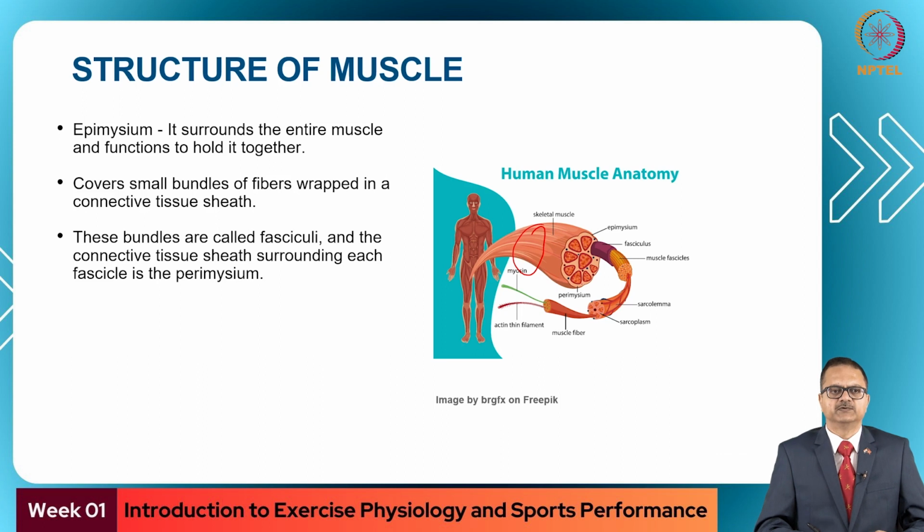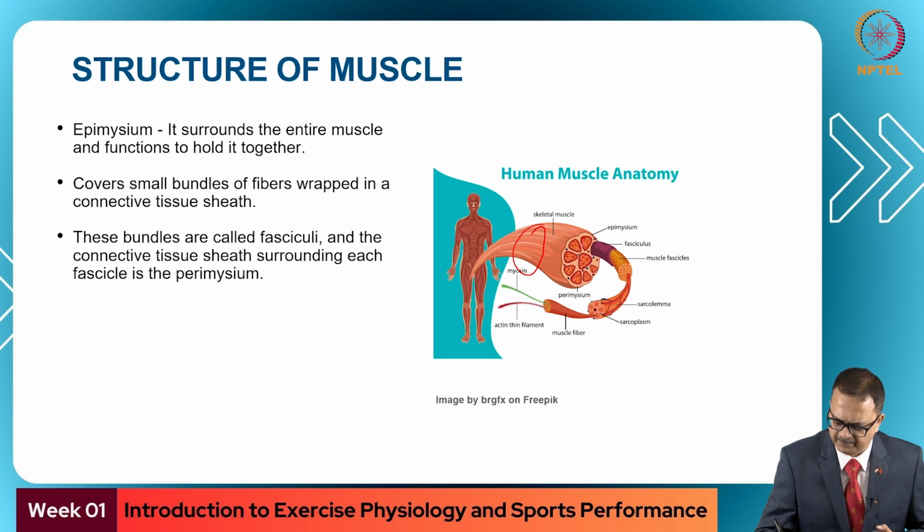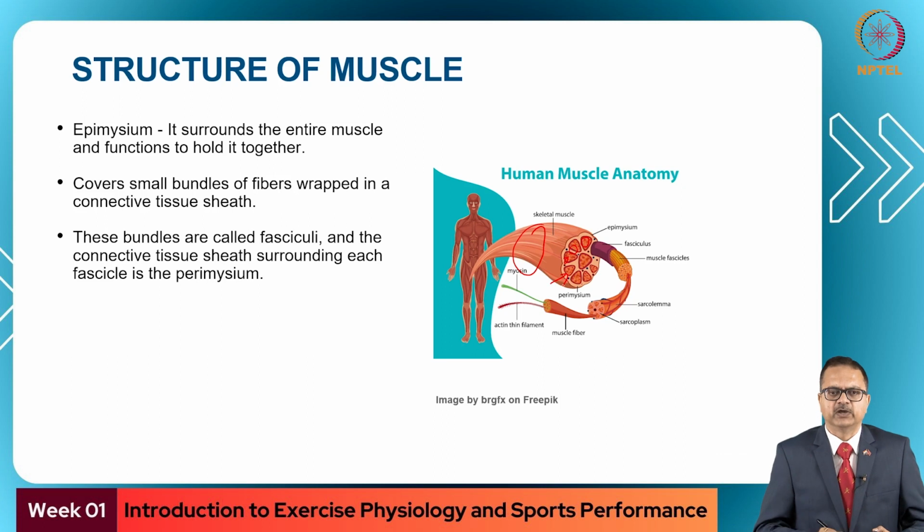Inside the muscle, if you see, there are small bundles of muscle fiber which are wrapped in a connective tissue sheath. Now, these bundles are called fasciculi. Each bundle is called a fasciculus, and bundles in plural are called fasciculi. And the connective tissue sheath surrounding each fascicle is called the perimysium.